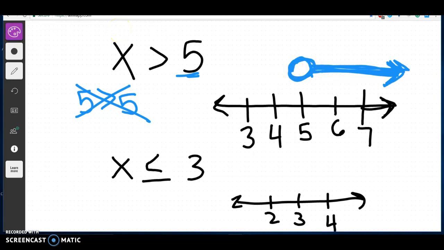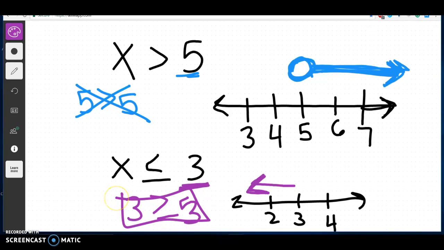On our second equation, we get all the numbers that are less than 3. So I'm going to go towards numbers that are less than 3, which is like 2 and 1 and all those things. In this case, I do get 3, because 3 is greater than or equal to 3. Since we do get that, we're going to use a closed dot: it goes to 3, stops there, and goes this way.